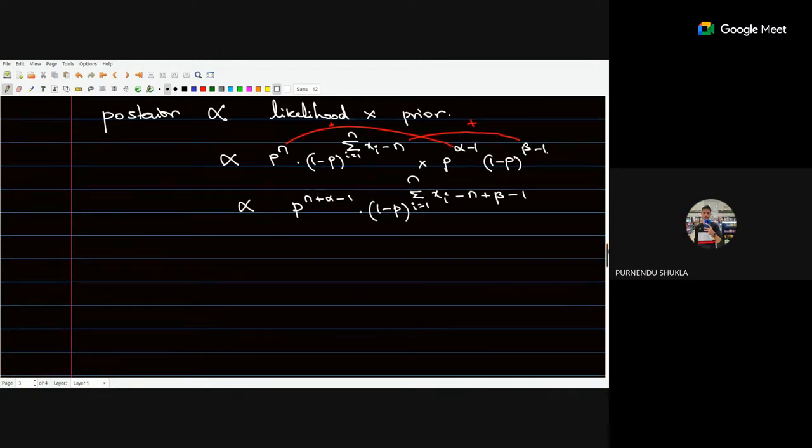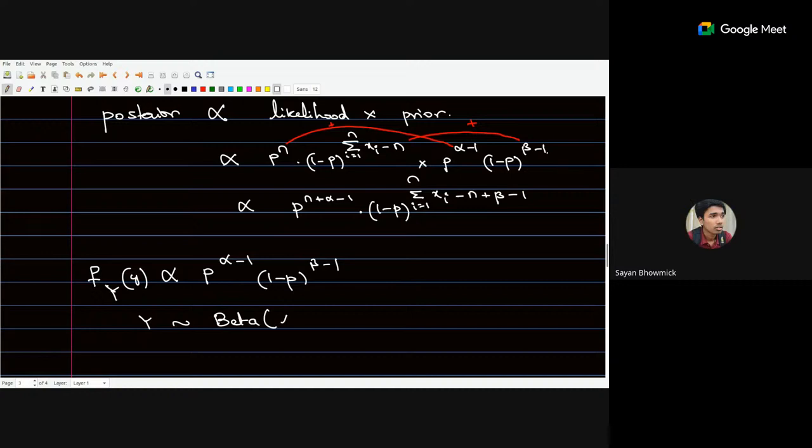Now you should understand the distribution of beta again. If I have anything, let's say f of y, and I know that it is directly proportional to p power alpha minus 1 times (1 minus p) power beta minus 1, then I can say something about y. So y follows Beta(alpha, beta). So if y follows Beta(alpha, beta), its density function is proportional to that.